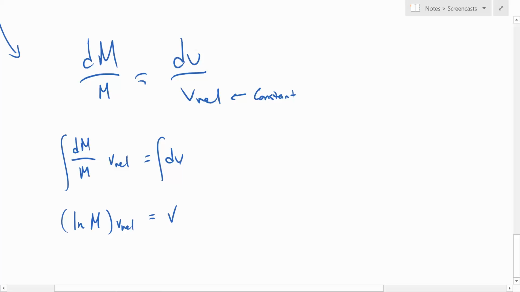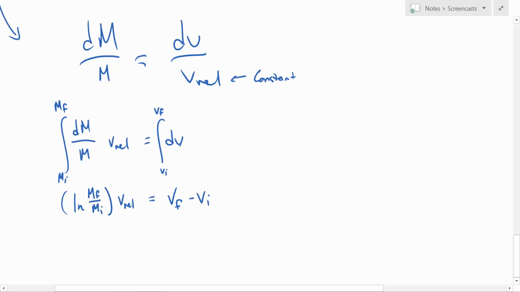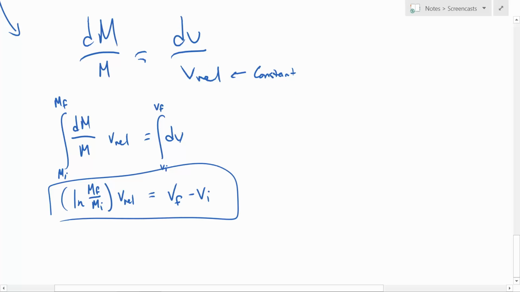I'm going to have some kind of constant here. So we're probably going to have to do this from some initial velocity to some final velocity, and some initial mass to some final mass. So that would get us something that looks like this, if I do the integrals. And this is what they call then the second rocket equation.